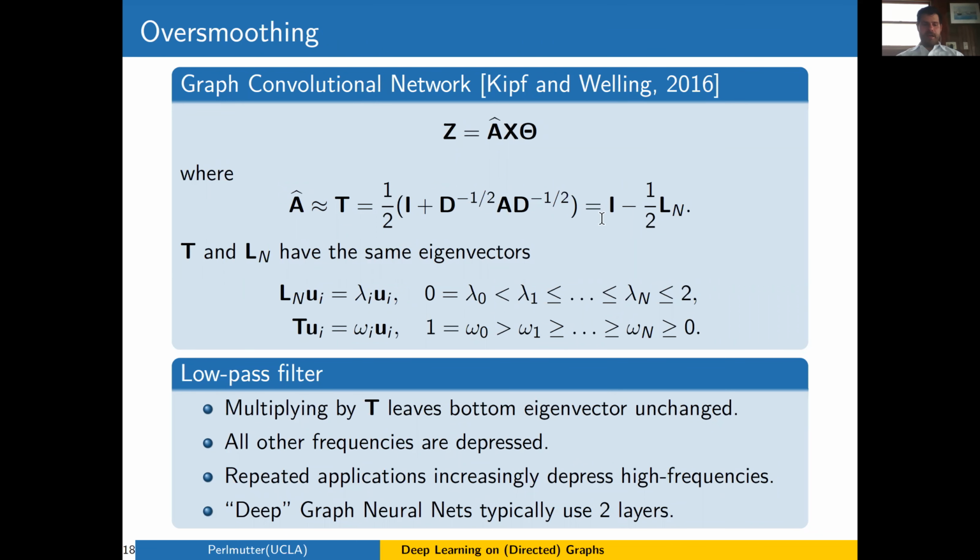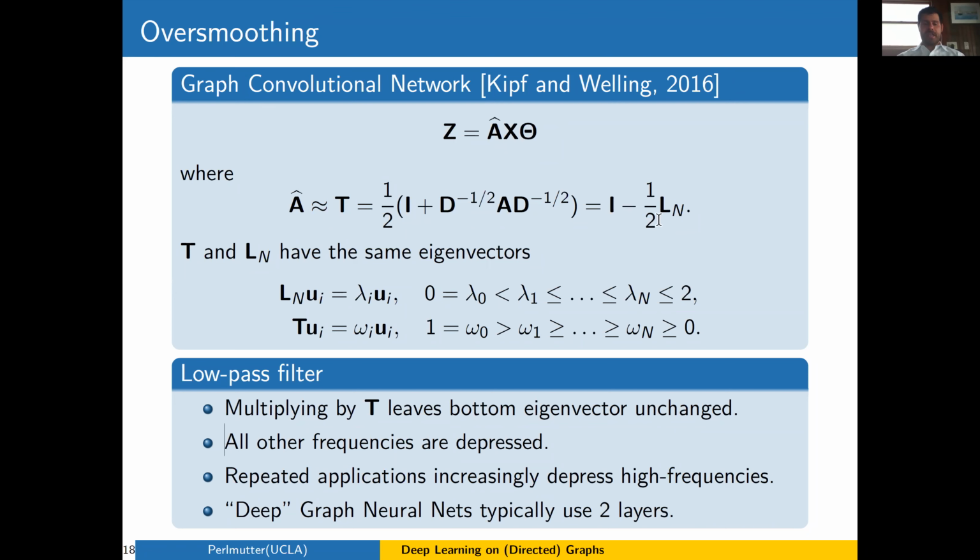So let's do a little bit of an in-depth analysis of this so-called oversmoothing problem. The update rule is left multiplication by this A hat matrix and then right multiplication by a weighting matrix. And up to some technical approximation details, A hat can be approximated by this matrix called T, which is like a symmetrized version of a random walk matrix. It's also the identity minus 1/2 of the normalized Laplacian. So what this means is it really is a localized averaging operator.